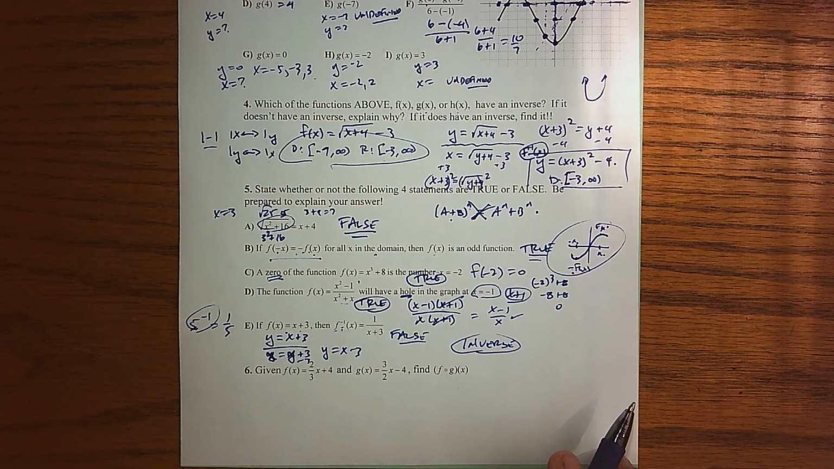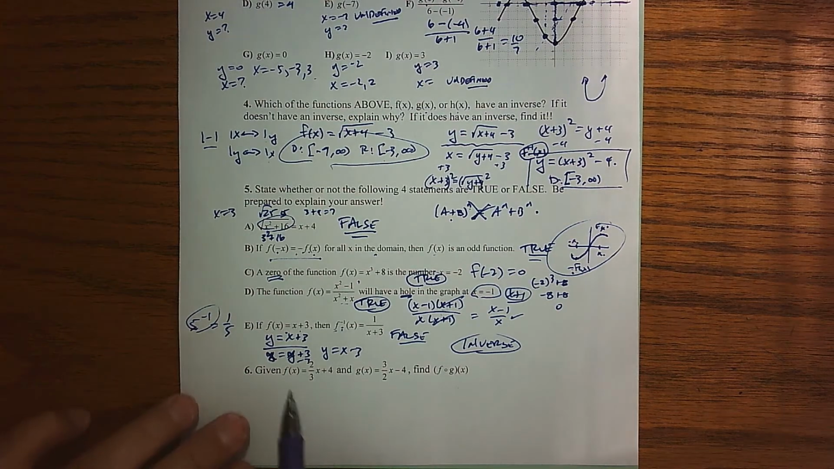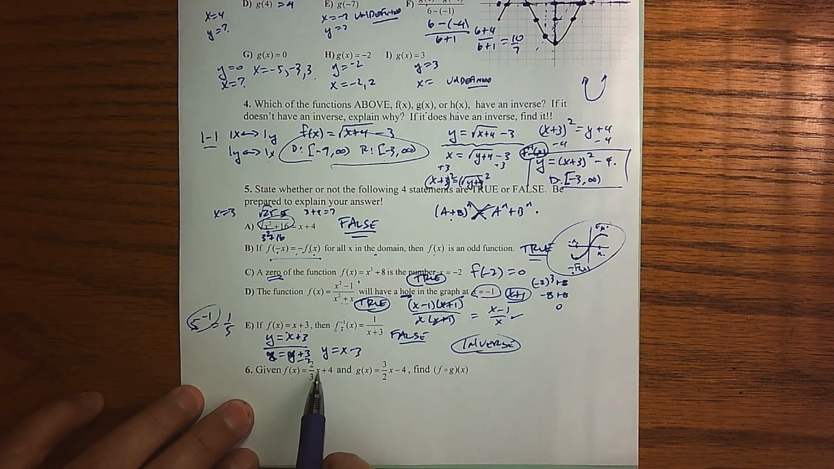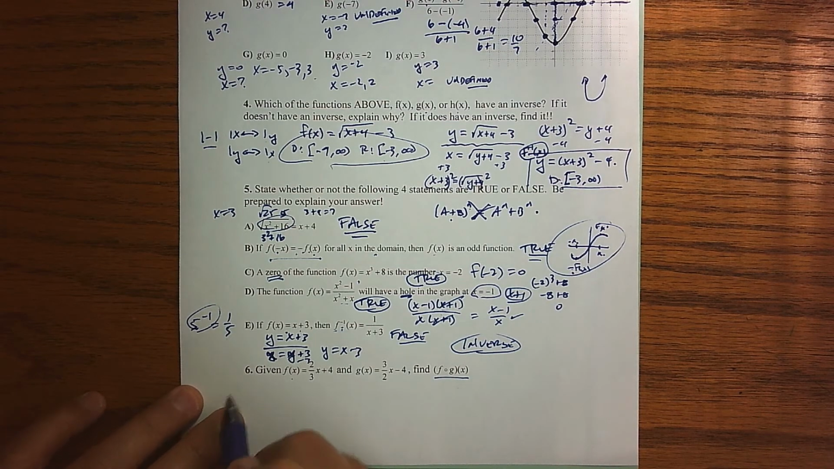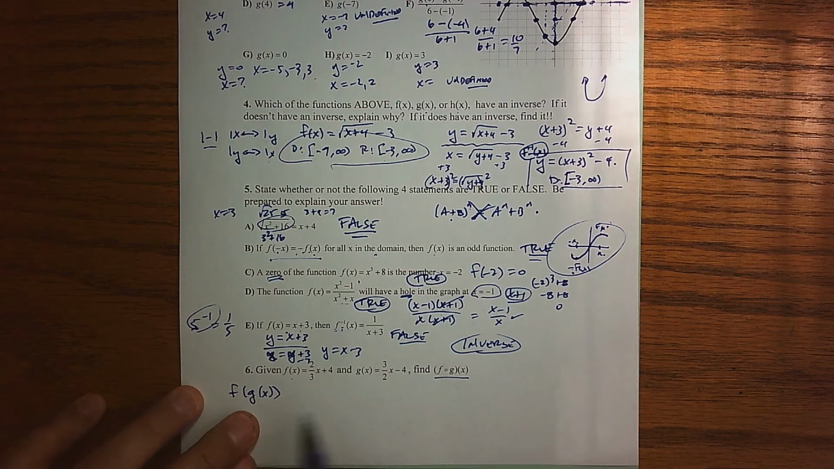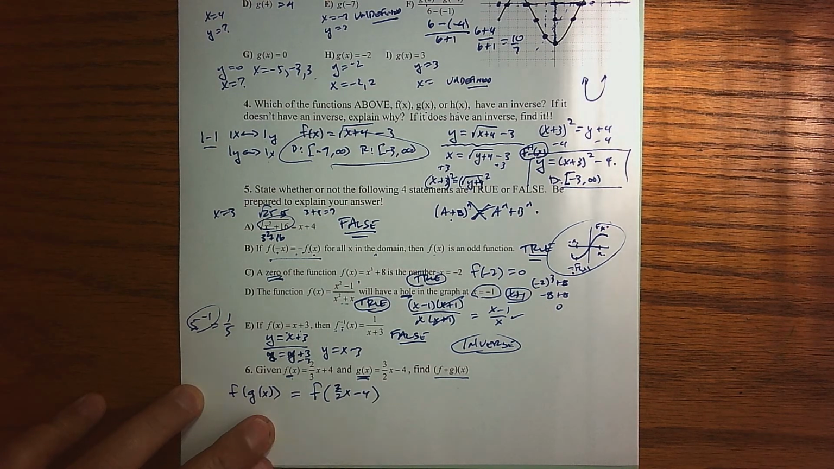Okay, I think I have time. Let me go ahead and do number 6. So number 6, we're given a function 2/3 x plus 4, and we're given a function 3/2 x minus 4, and we're asked to find that composition. That basically means that we're finding f of g of x, which means we're putting the g function into the f function. So we're putting 3/2 x minus 4 into that function.